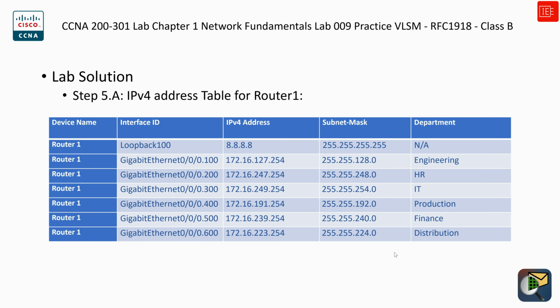Next, we look at the IPv4 address table for router 1, and you can see that we have allocated the last usable IPv4 address per department for each network segment. Again, please take a screenshot if you want, because we are going to use these IPs with the lab configurations.